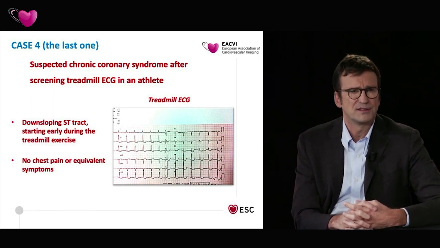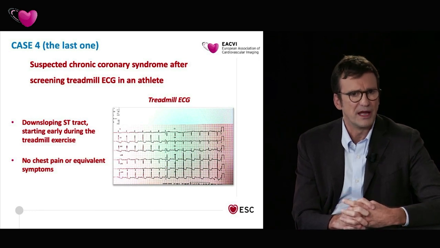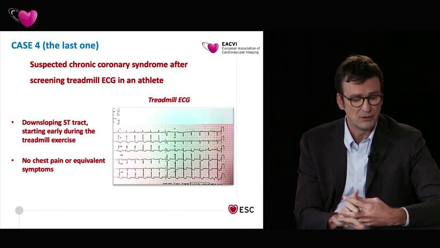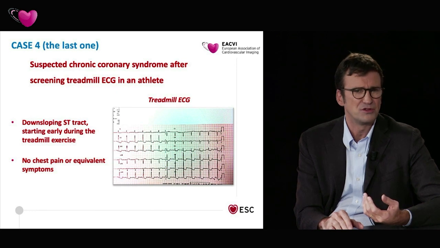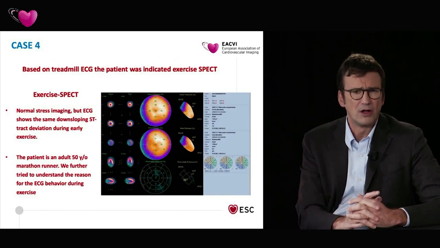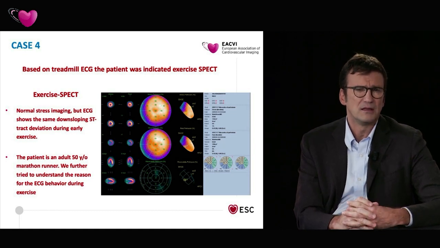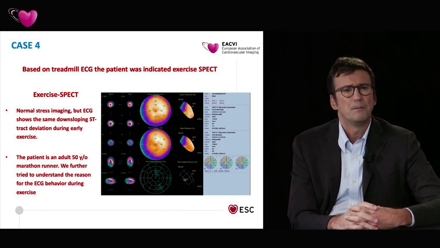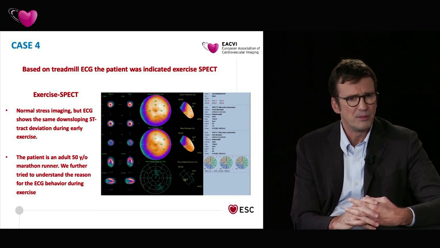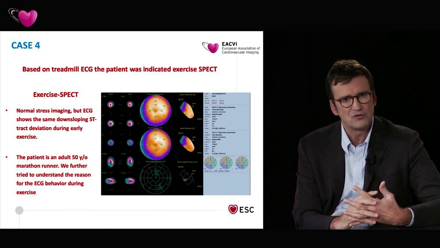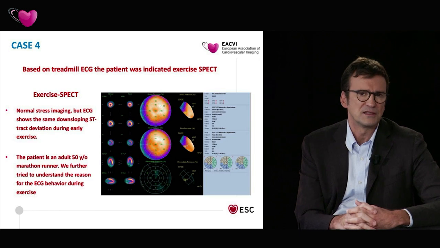downsloping tract starting early during the treadmill exercise, but with no chest pain or equivalent symptoms, and you don't know what to do actually. One of my colleagues probably asked for a SPECT imaging, which was completely normal in its imaging phase, but not in the ECG, which replicated the behavior of the treadmill ECG with the downsloping ST tract.